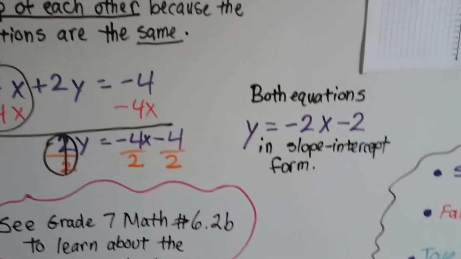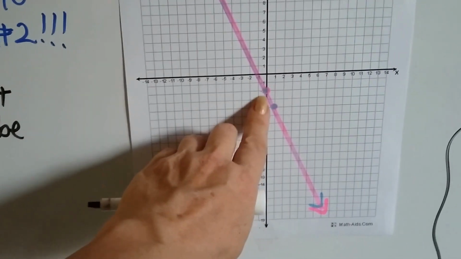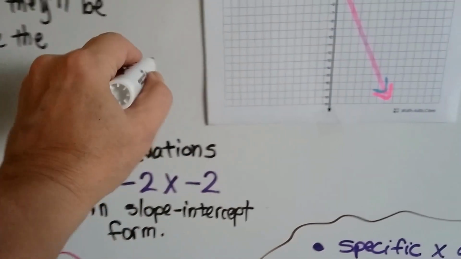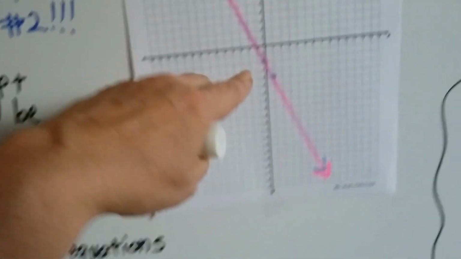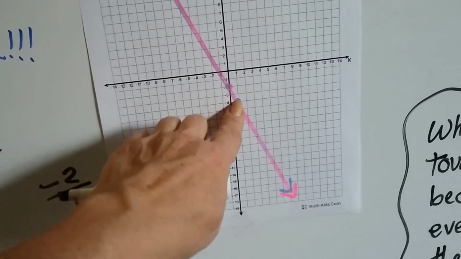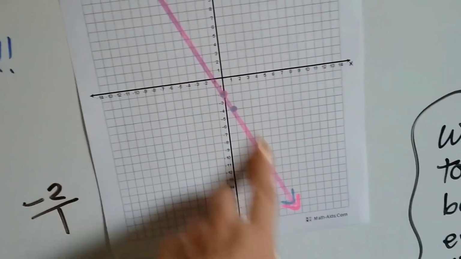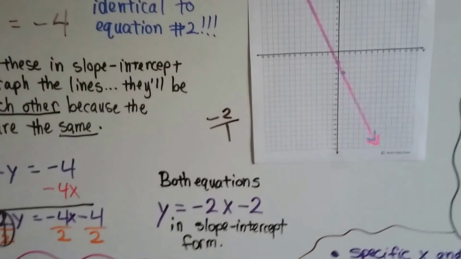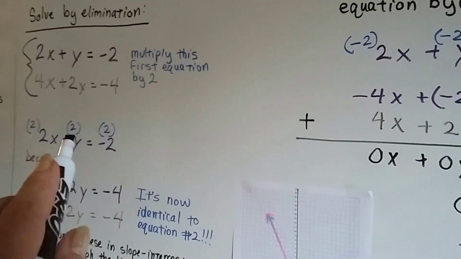So now it's in slope-intercept form, and we can graph it. So we know our y-intercept is negative 2. That's right there. And we know our slope is a negative 2, so that's going to be a negative 2 over 1. Because it's negative, the line's going to fall. So we go down 2 and over 1, and that puts the point there. When we draw the blue line through it, we get that line, and we draw the pink line through it, we get the exact same line. They're identical. See?